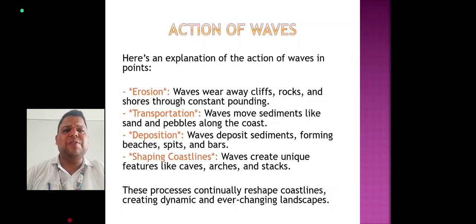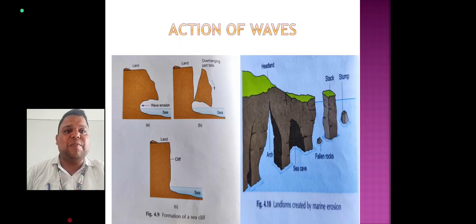Now, the action of waves: erosion, transportation, deposition, and shaping the coastline. Waves wear away cliffs, rocks, and shores through constant pounding. In transportation, waves move sediment like sand and pebbles along the coast. In deposition, waves deposit sediments, forming beaches, spits, and bars. In shaping the coastline, waves create unique features like caves, arches, and stacks. This process continuously reshapes the coastline, creating a dynamic and ever-changing landscape. Now, this is the action of waves, the landform created by marine erosion and the formation of a sea cliff.